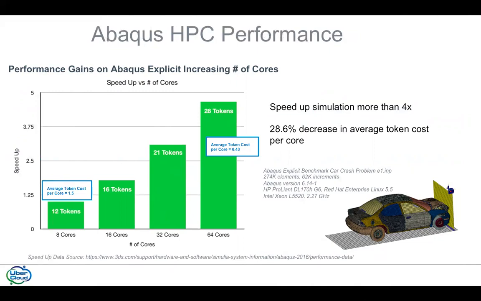So we did this analysis using Abaqus performance data, and it's a good demonstration of how you can speed up your simulations by adding in more cores. Here, if you look at the chart, comparing the run times of the analysis on 8 cores to 64 cores, our speedup is more than 4 times. Also here, we see that the average license token cost per core decreases from 1.5 to 0.43 on 64 cores. So that's more than 28% decrease in average token cost per core.